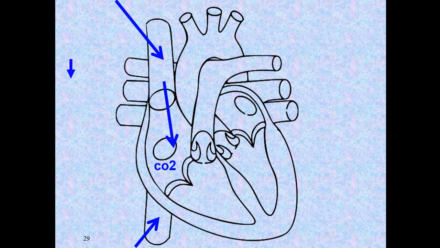Or deoxygenated blood, you remember? Deoxygenated blood, or blood rich with carbon dioxide. Then the right atrium will pass blood to the right ventricle, the lower chamber. So now the right ventricle fills with deoxygenated blood, or blood rich with carbon dioxide.